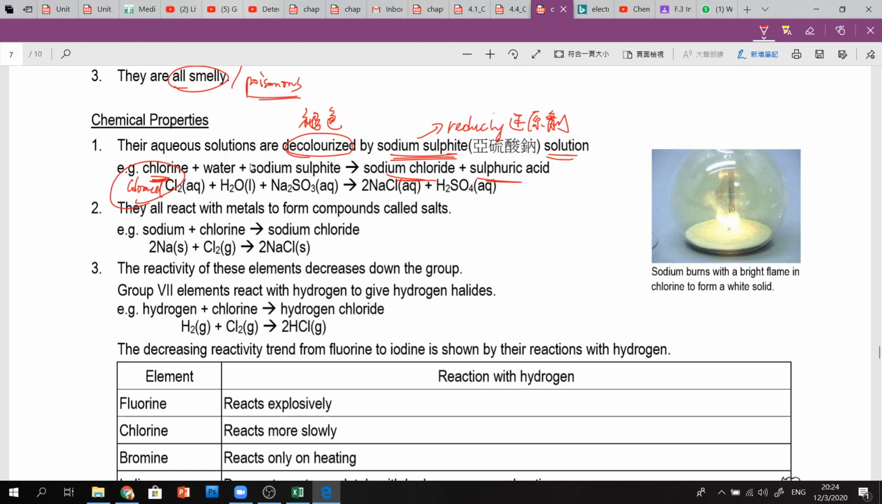Second, they all react with metals to form compounds called salts. This is just the complementary version of what you learned about group 1 and group 2 elements. Third, regarding the reactivity of these elements, it should be highly noted that when you compare with metals, it increases down the group. But when you compare the reactivity of group 7 non-metals, it decreases down the group. It is quite different when you compare it with group 1 and group 2 elements.